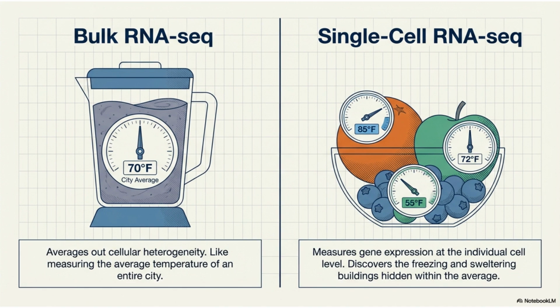Bulk RNA-seq is like blending a fruit salad and measuring the average temperature of the mixture. Single-cell RNA-seq, in contrast, measures gene expression at the individual cell level, discovering the unique characteristics hidden within the average.